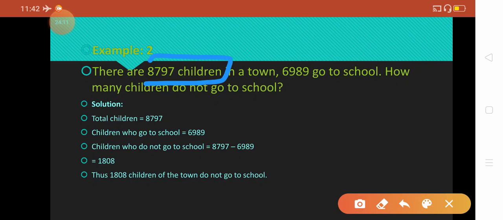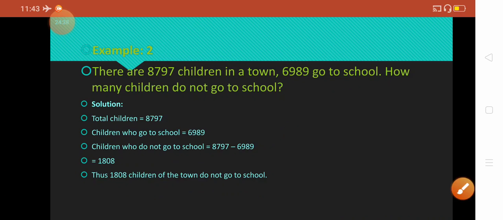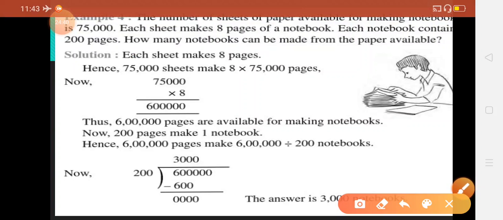There are total how many children? 8,797. Out of this, 6,989 go to school. So how many children do not go to school? We will subtract these values. 8,797 minus 6,989, we will get 1,808 children left in the town who do not go to school. Understand? Next.